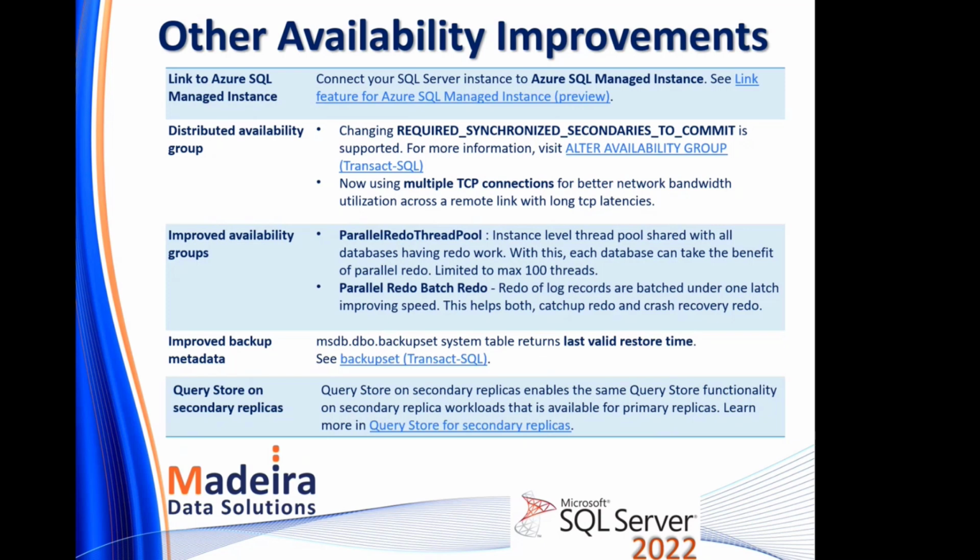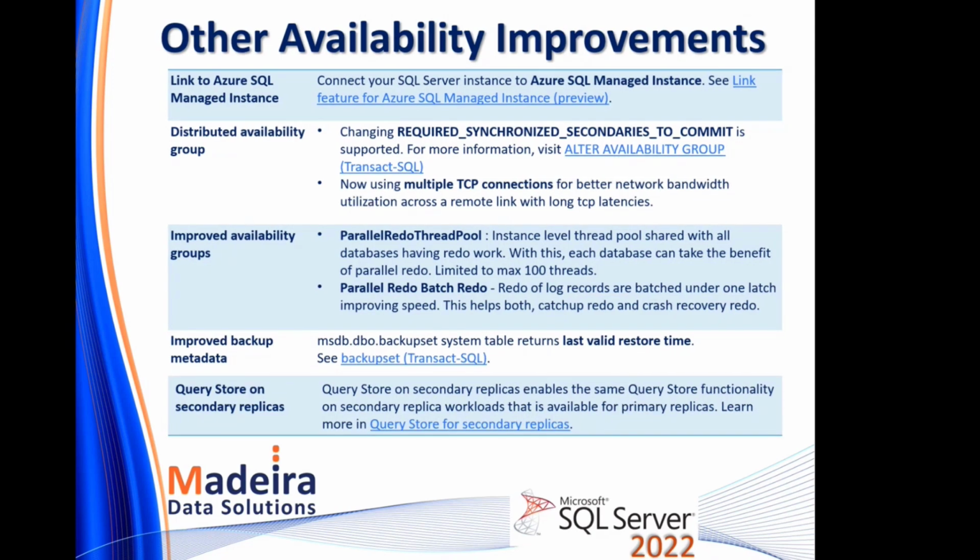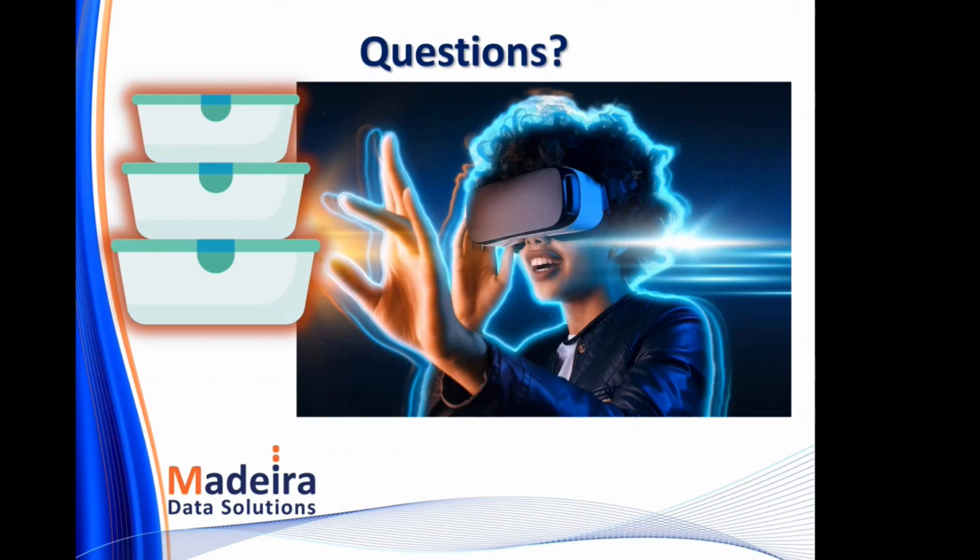And there is a new column in the backup set table in MSDB called last valid restore time. Could be useful when testing the backups in SQL Server. And you can also have much more control over the Query Store in availability groups. So you can access and manage it separately for different replicas, either for the primary replica or the secondary replicas. There's a bunch of useful features there. And I think that's about it for our topic today.